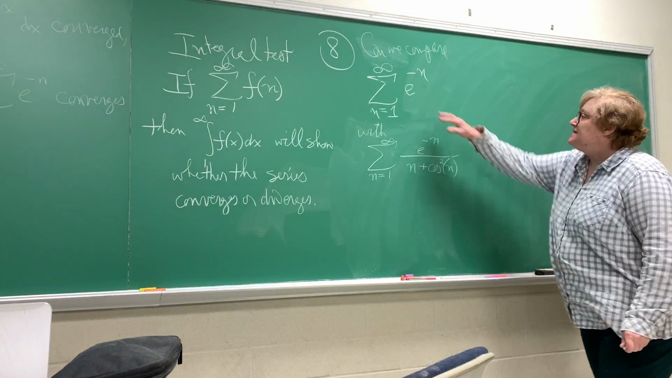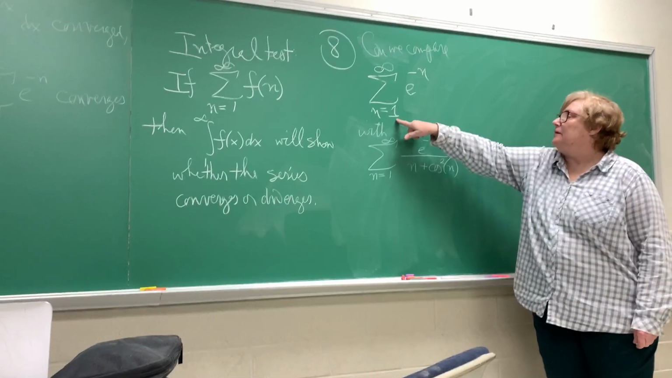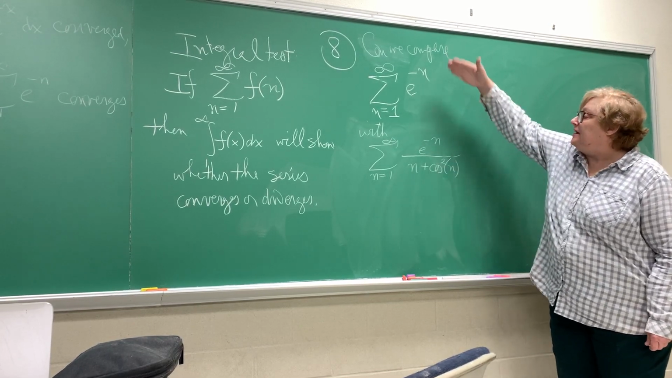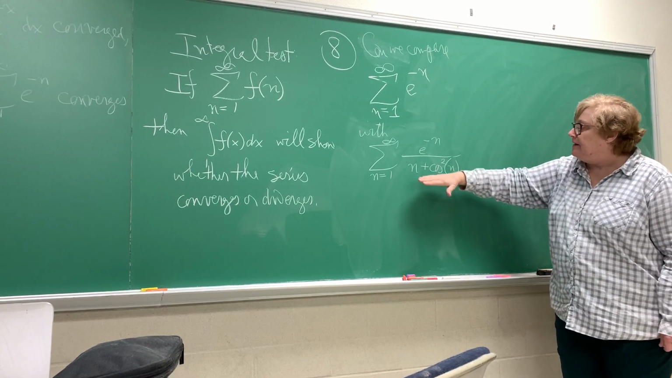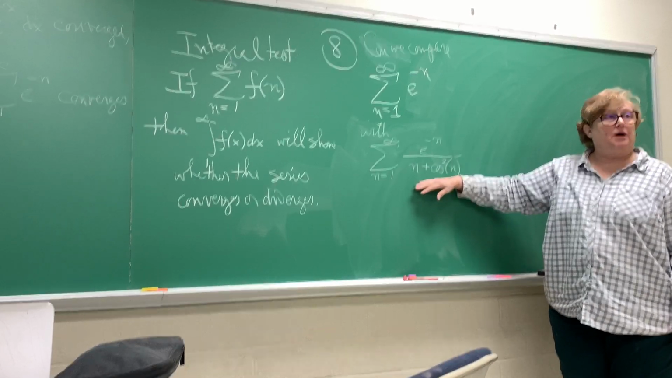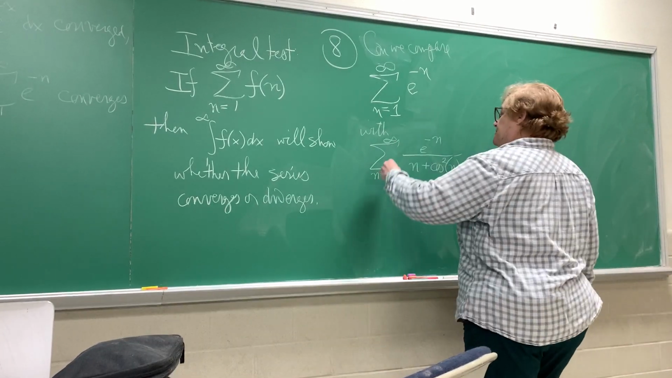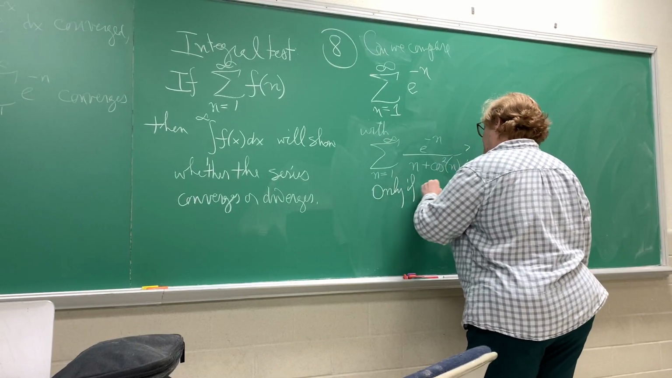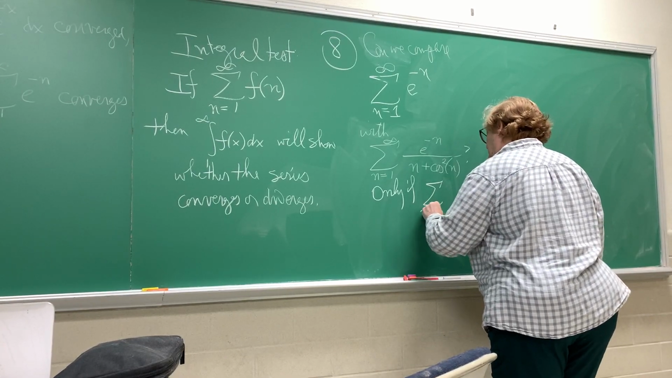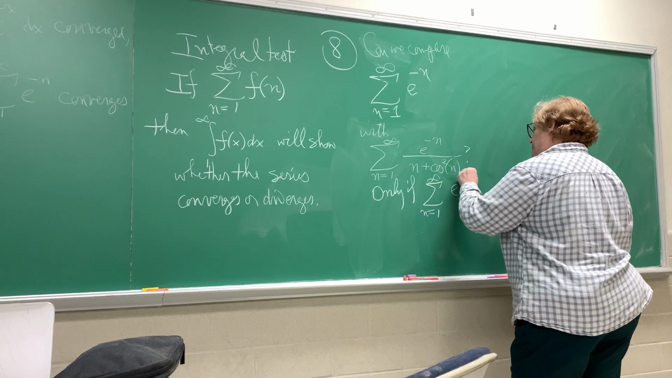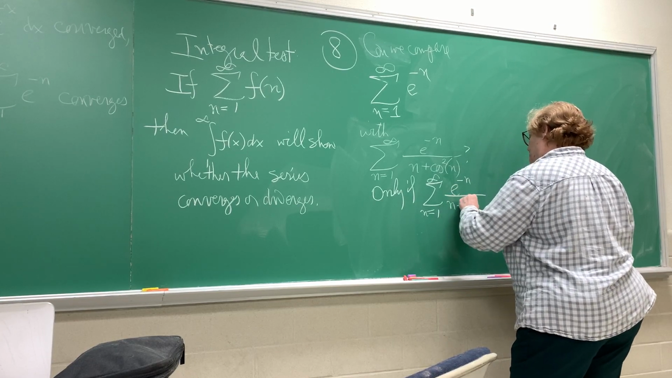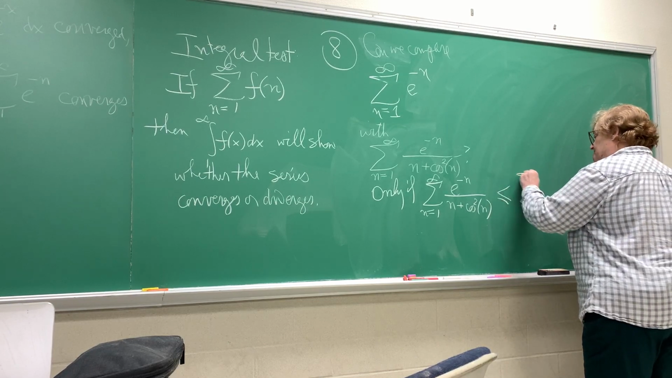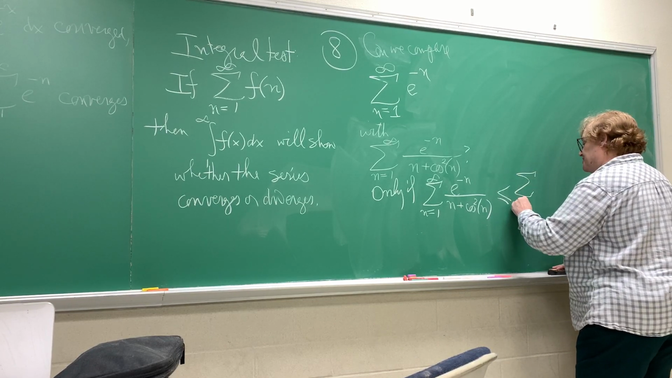And since the series n goes from 1 to infinity of e to the negative n converged, we can only compare these two series if the second series is smaller. So the answer is only if the second series is smaller or equal to the one that we know converges.